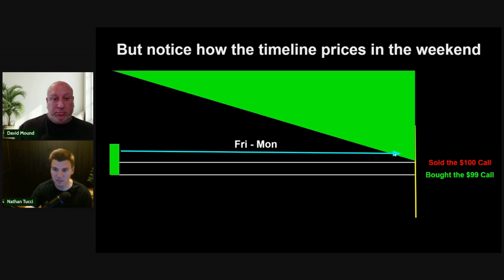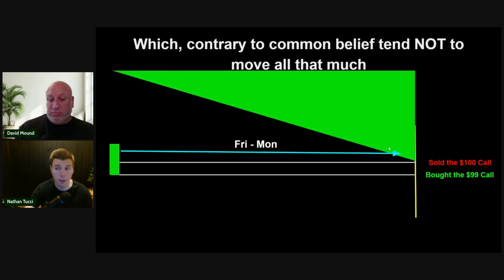Monday at market close is here, which, contrary to common belief, actually tend not to move all that much. Weekends price in lots of volatility, but not because the average weekend moves all that much. It's because the outlier weekends move a ton, and the market has to price all those outlier moves in to the average weekend expectation. And so you get these big moves, but actually most weekends don't move that much.